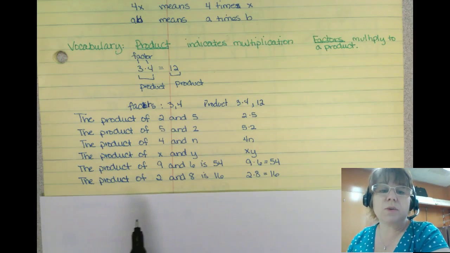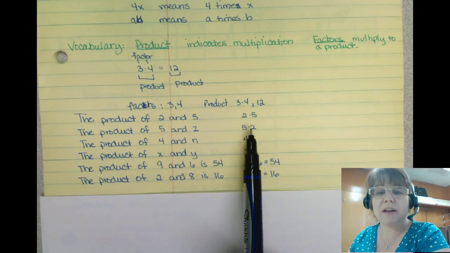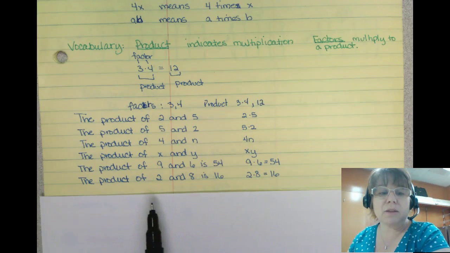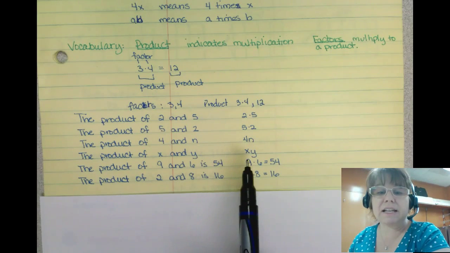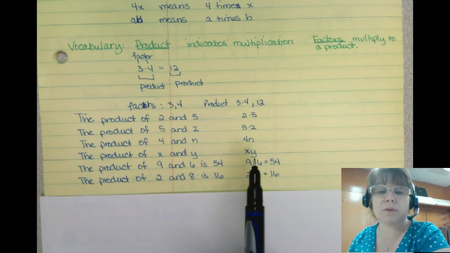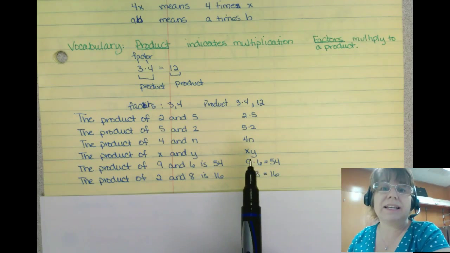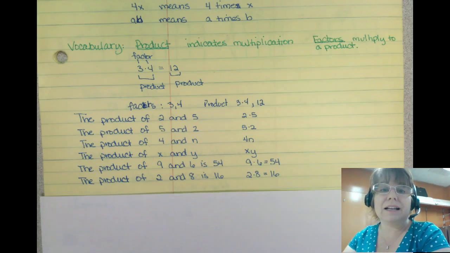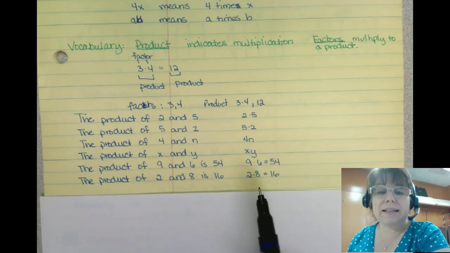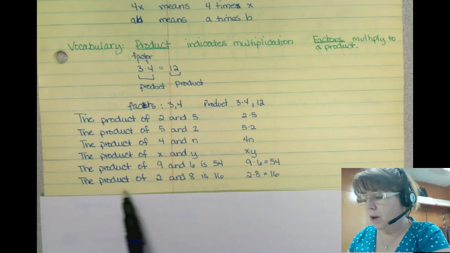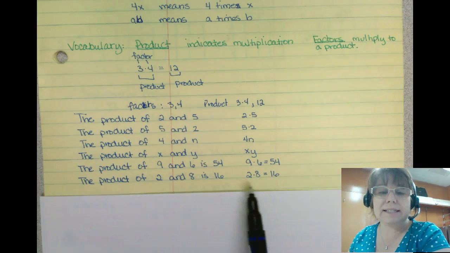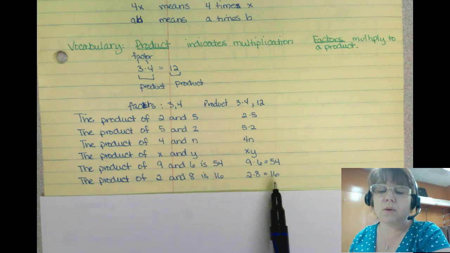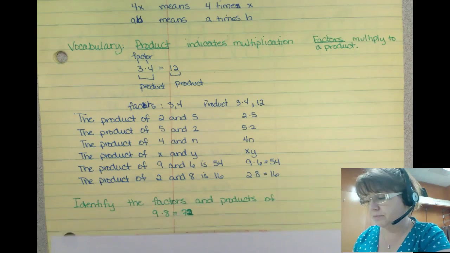But the product of 2 and 5 means 2 times 5. And something like the product of x and y means xy. There's an implied multiplication in between variables. So we don't have to do any dot, any x, anything like that. And then the product of 2 and 8 is 16. Is meaning equal. So 2 times 8 equals 16.